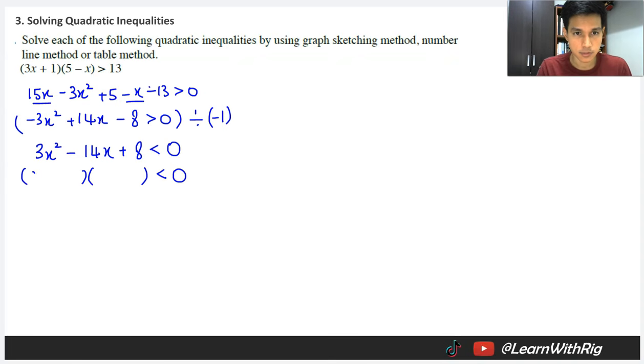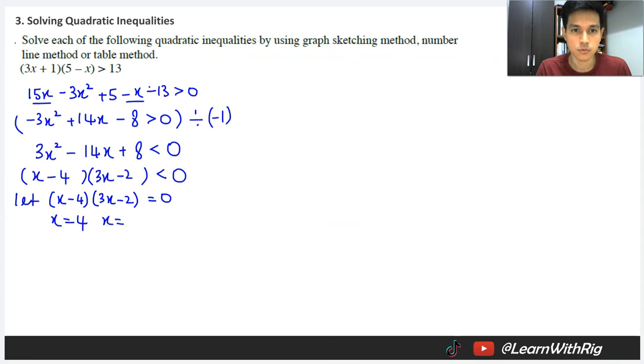So you should get (x minus 4), and here you get (3x minus 2). So let this equal 0. You can say x equals 4 and x equals 2 over 3. Okay, 2 over 3. So now the question is, how do you solve this in terms of inequality? First thing, use the first method. I'm going to show you the sketching method.